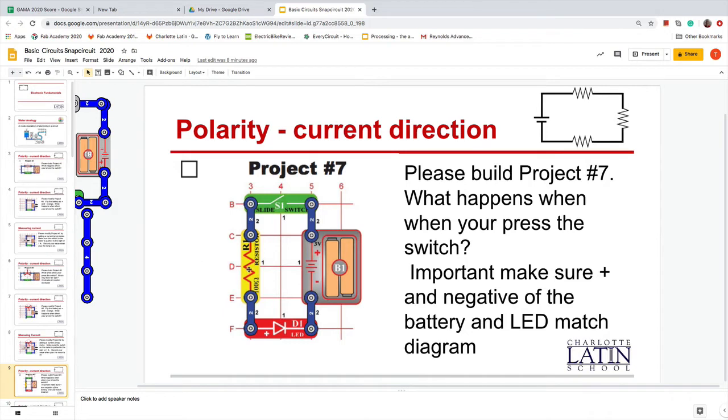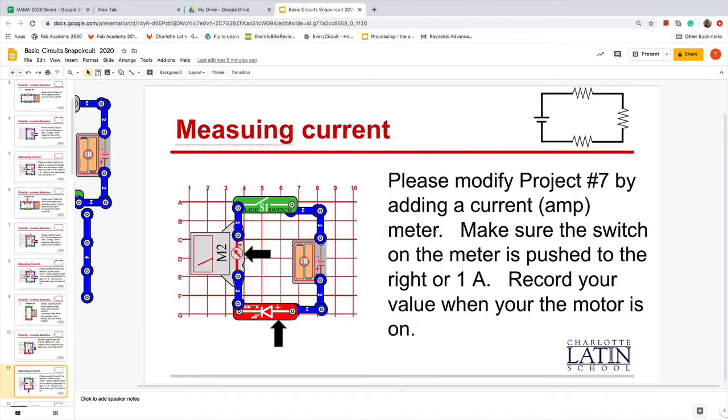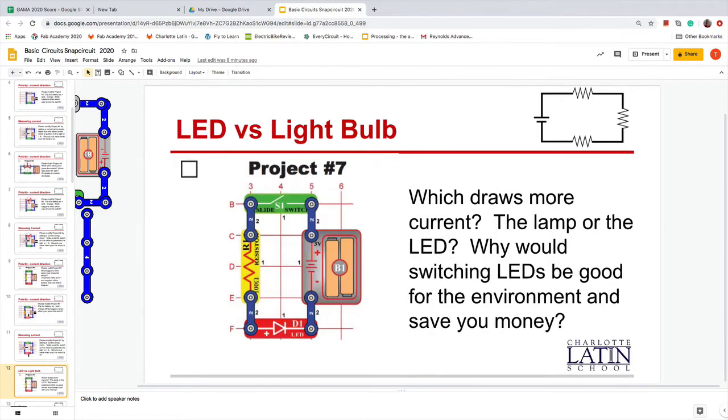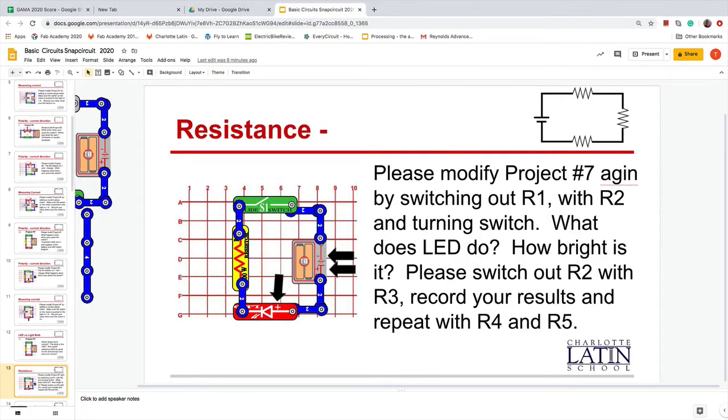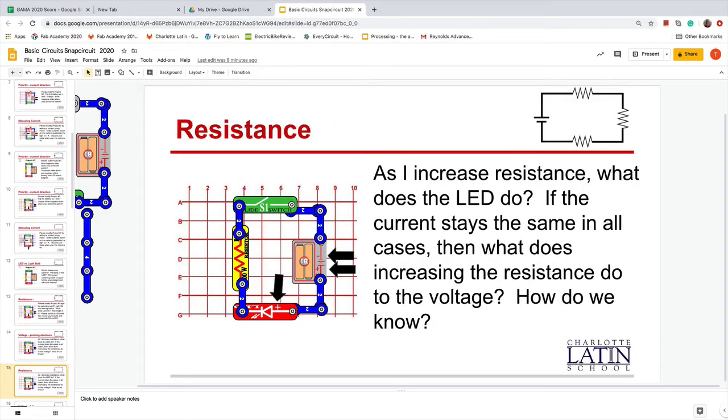We did an LED. This is super sensitive to polarity. The lamp didn't matter, the motor was changing direction, but the LED, if you do it wrong, it won't turn on. The upside on this LED was that it uses very little electricity. And then we talked about that.